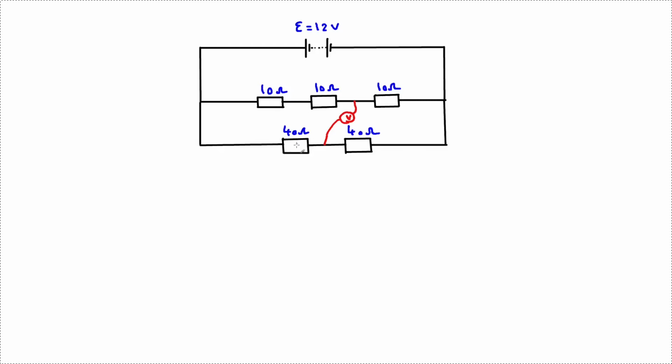And here we've got in this second branch two 40-ohm resistors. Again, whatever current goes through that 40-ohm has to go through this one. But we can see here the circuit branches at this point here.